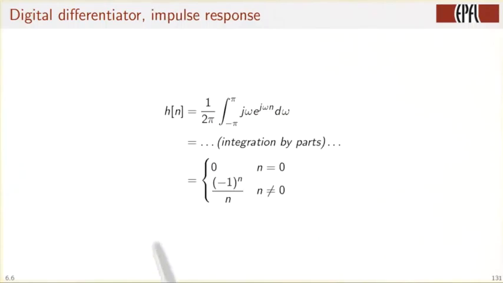We can compute the discrete time differentiator by taking the inverse DTFT of the Fourier spectrum we have just seen. So it's the integral between minus pi and pi of jω e^{jωn} dω. With a little bit of sweat, namely integration by parts, we find that it's a very simple discrete time impulse response. It's 0 at the origin, and then it is equal to (-1)^n over n for n different from 0. A very simple, but of course very slowly decaying impulse response.